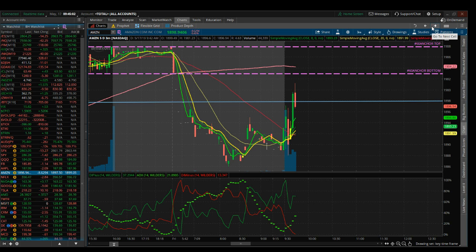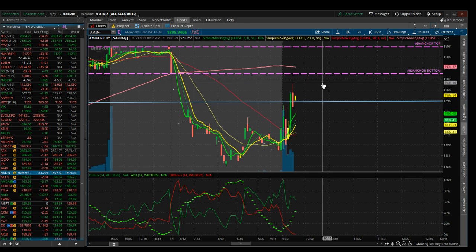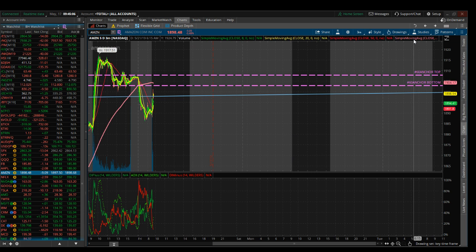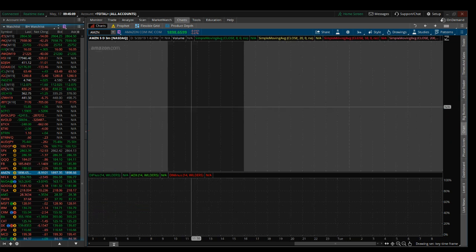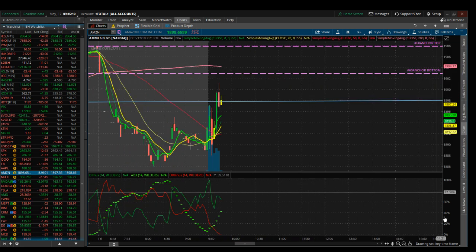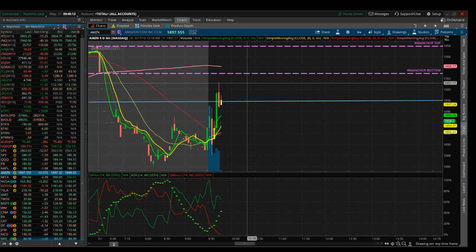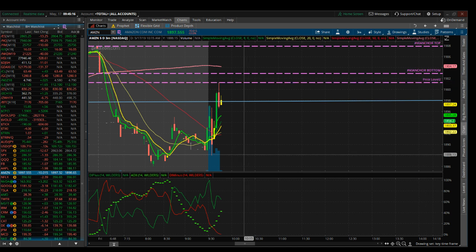This is key time frame. I'll just draw it right here because we know that's the top of the orb. Okay, so we get this. Let's put that right there. That's the orb top. That's the orb bottom.